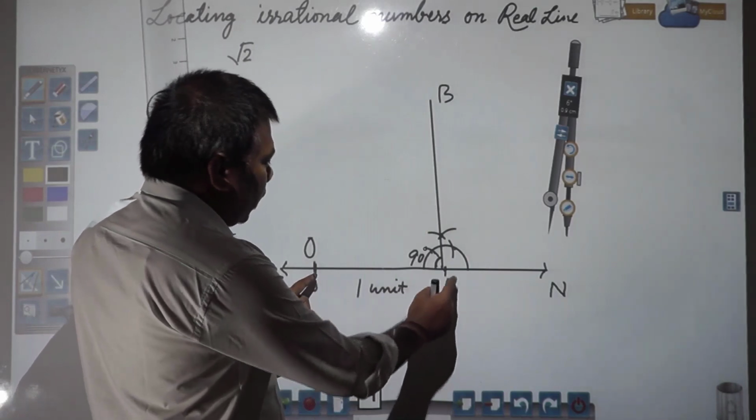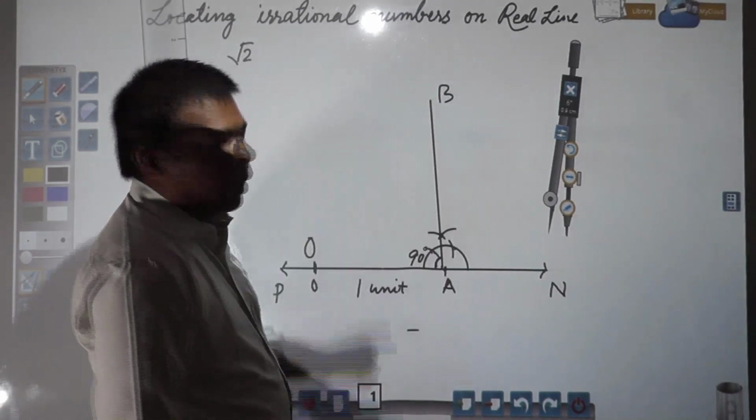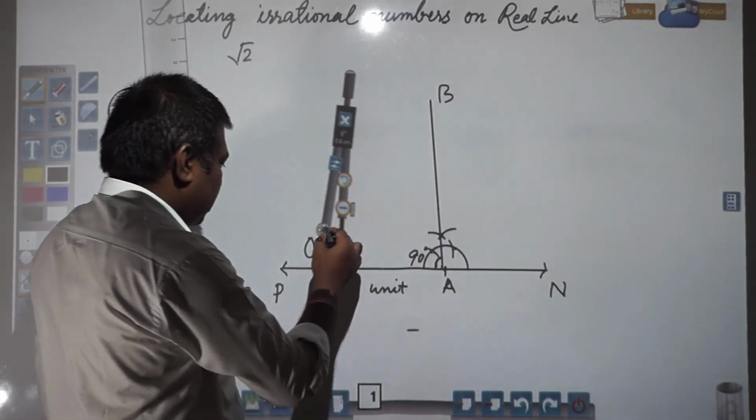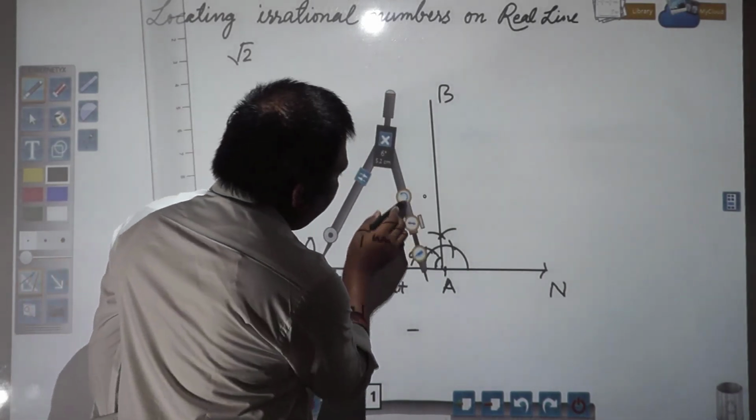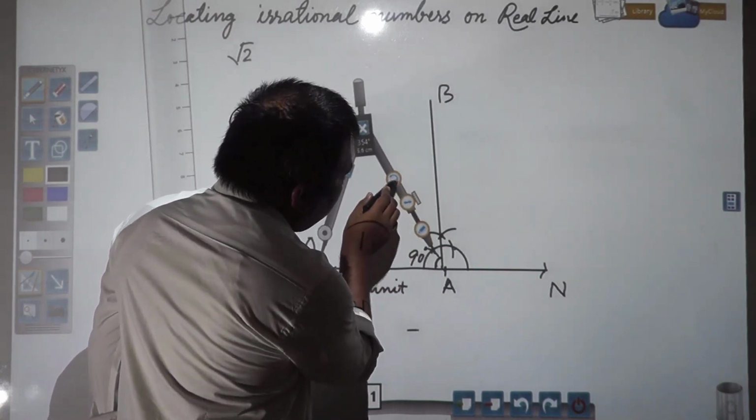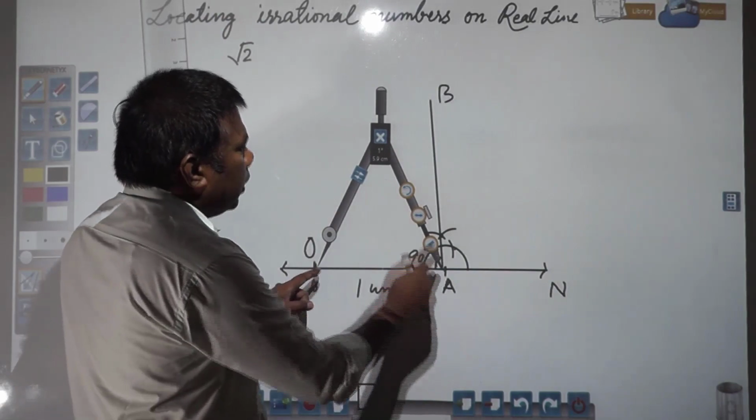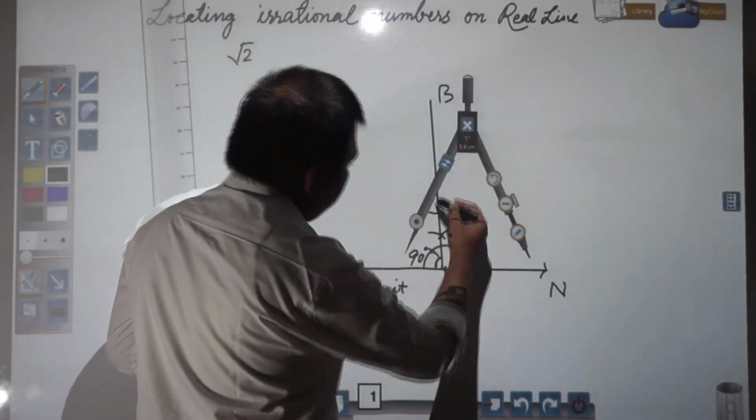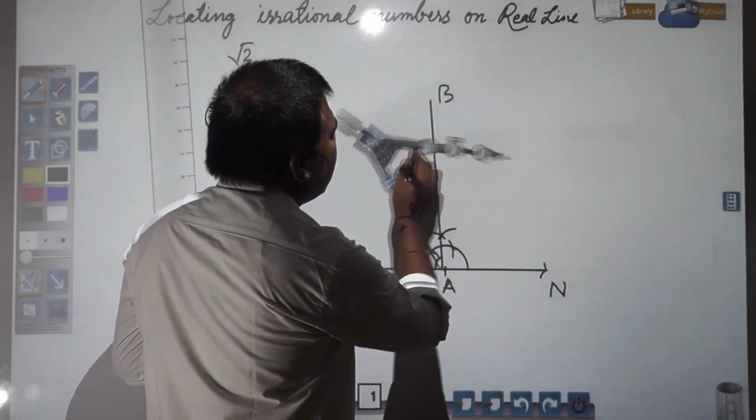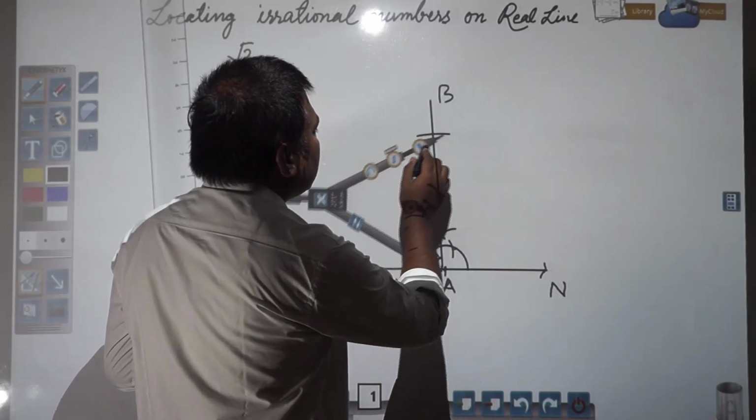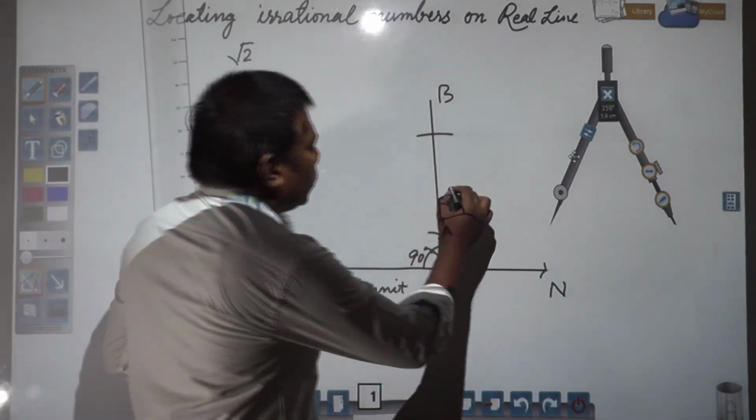Now one unit that you have taken, the same length we will have to take over here on this perpendicular line AB. For that, you measure the length of the one unit you have taken with the help of your ruler. This length you take on this line. Like this we will do. Here we will keep and make one cut mark like this. Now this point you have got, this AB is also one unit.